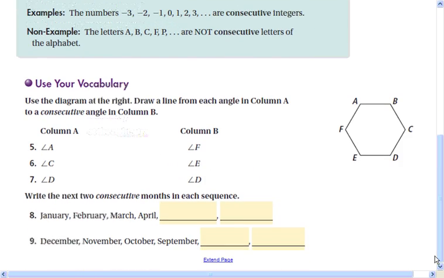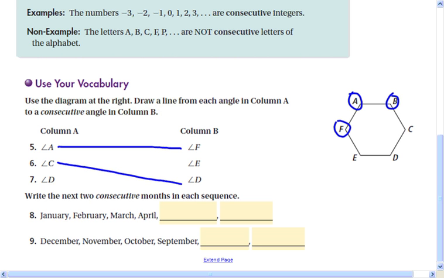And the word consecutive we're going to use in this lesson, so you should know what that means. Consecutive sides, consecutive angles in the diagram would be like A and B are consecutive, or A and F are consecutive. So angle A is a consecutive angle to angle B, or angle F. C and D are consecutive, D and E are consecutive.